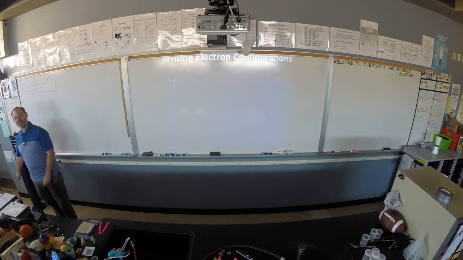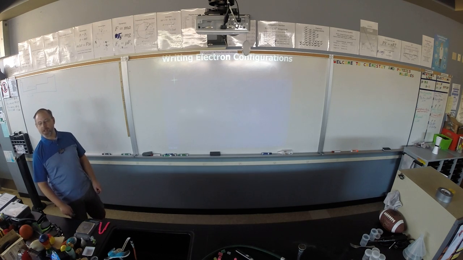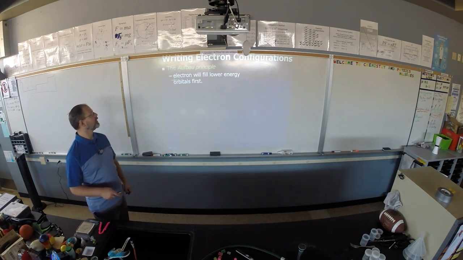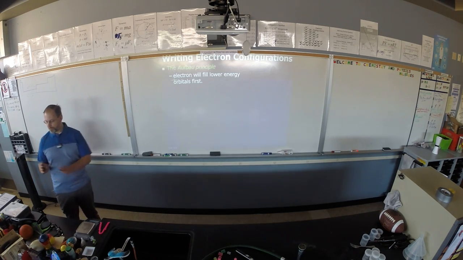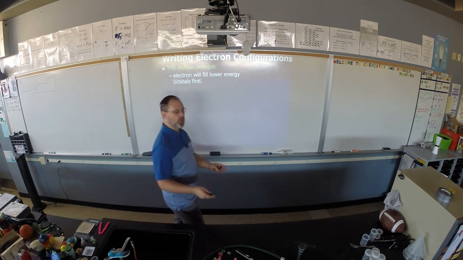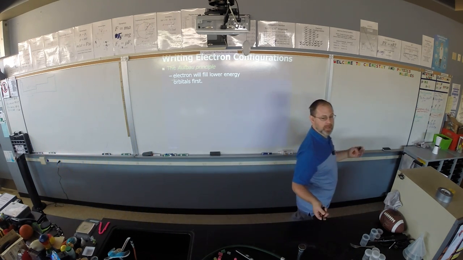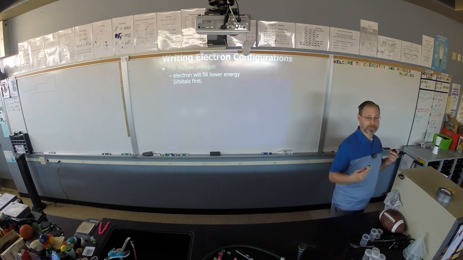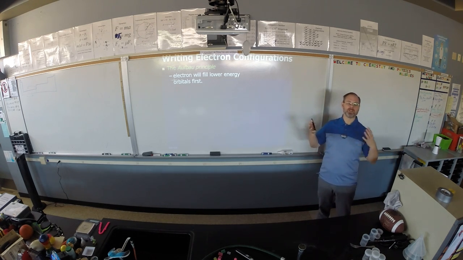Okay. Now, electron configurations are the 1s, 2s, 3s, whatever. So the Aufbau principle says, first of all, electrons want to exist in the lowest energy orbital first. Much like you, me, the dog, and the planet, and everything else in our universe, we want to exist in a low energy state.